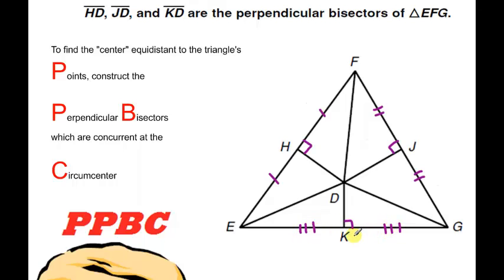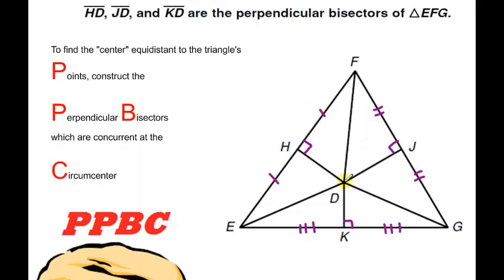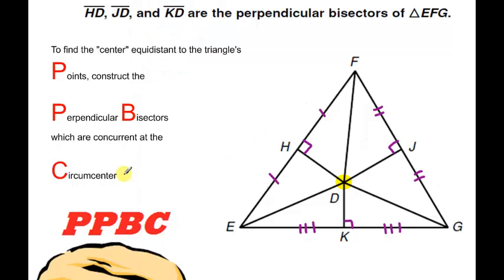So we have these perpendicular bisectors, but highlight this. That means that this point D is the circumcenter. And you should write that down. Point D is the circumcenter of the triangle.